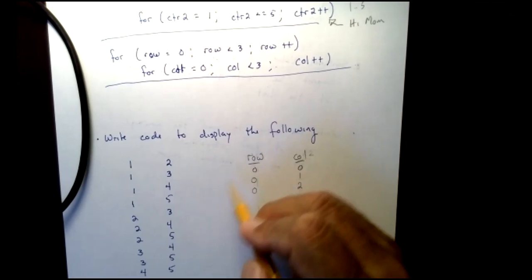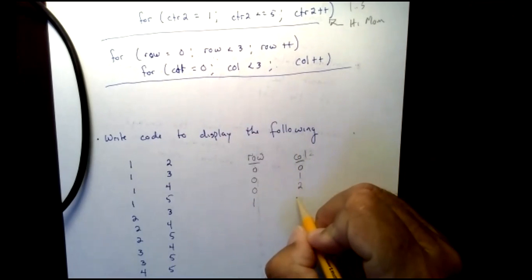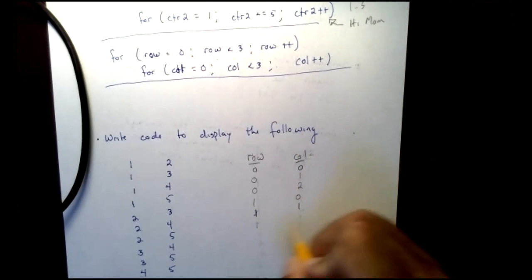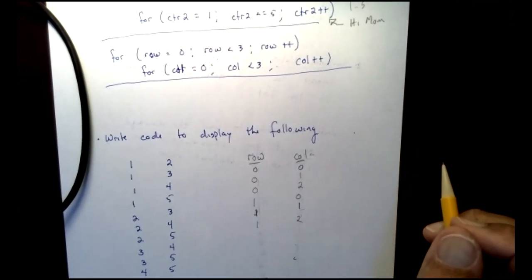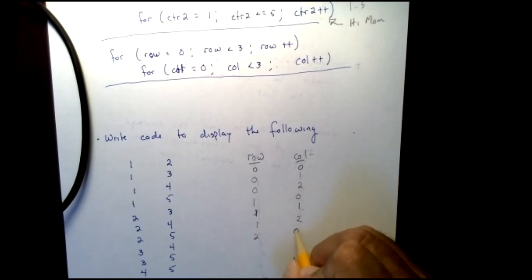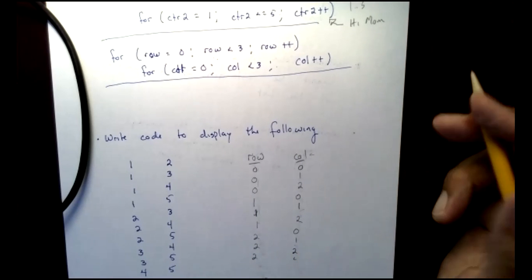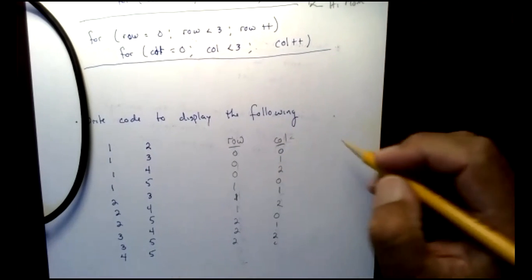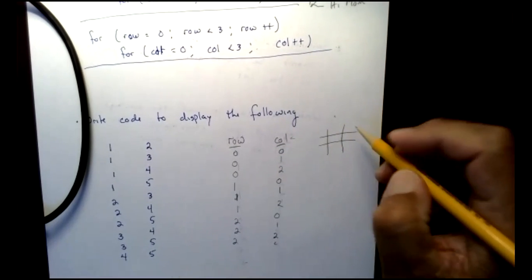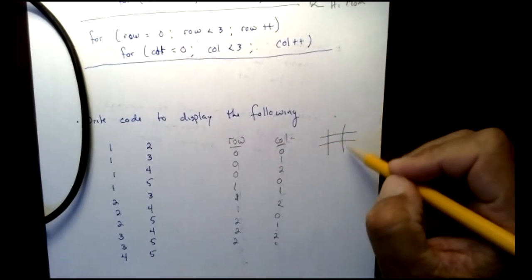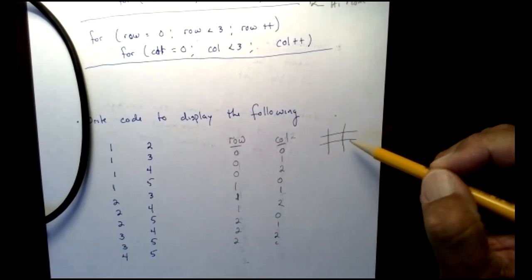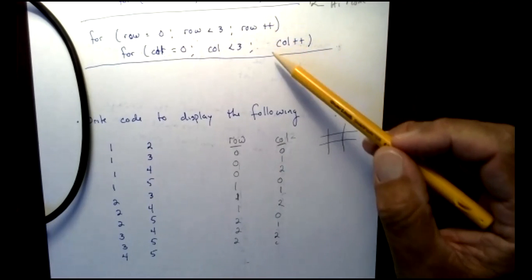Then I'm going to switch. I go back to my outer loop. Row is 1, column 0, row is 1, column 1, row is 1, column 2. And then finally 2, 0, 2, 1, 2, 2. Now, eventually, when we learn about arrays, this is going to look something like a tic-tac-toe board where I have 3 rows and 3 columns. And this is a way to go through these rows and columns by using this type of loop right here.